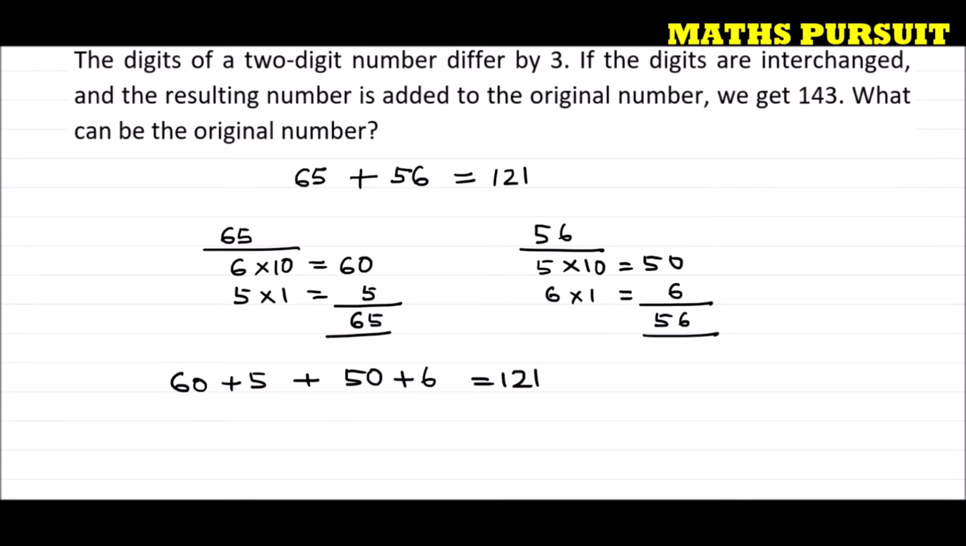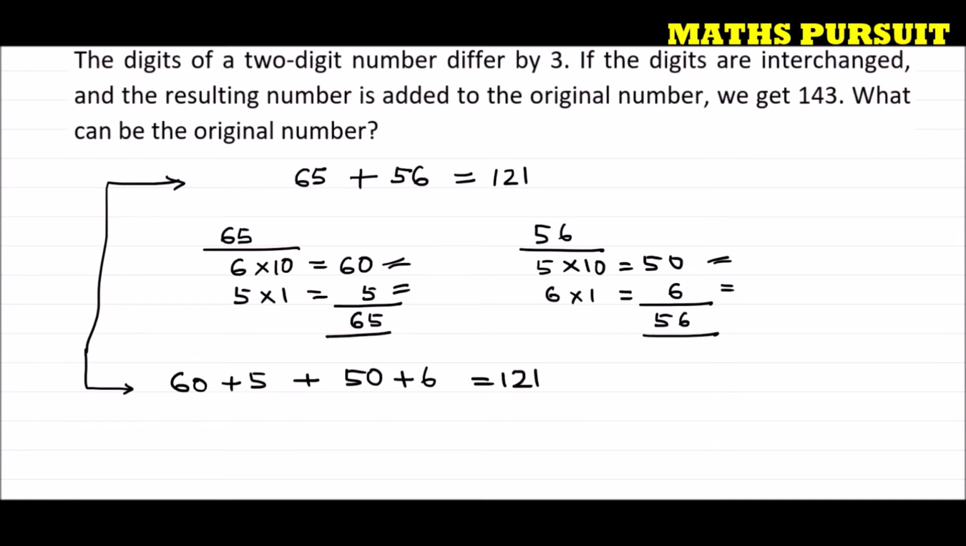Hope guys you are understanding what I am trying to explain. So instead of 65 plus 56 is equal to 121, now I am writing 60 plus 5, that is equal to 65, plus 50 plus 6. Hope guys you are understanding this.